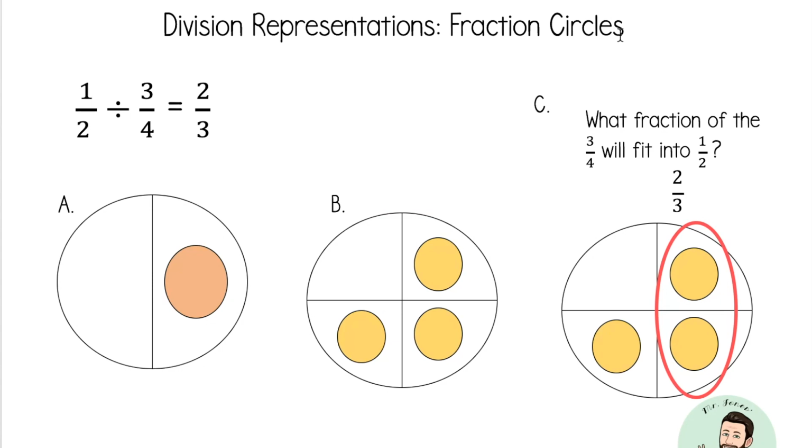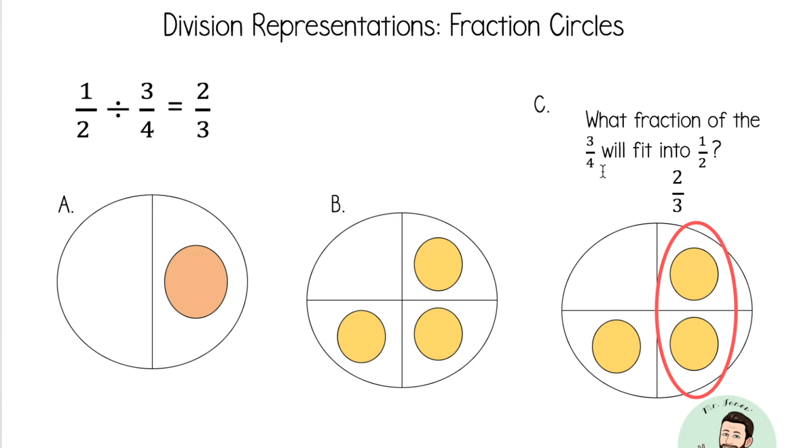We can also use fraction circles. So we take 3 steps to do this. First, you're going to take one fraction circle and you're going to represent the first fraction. In this case, it's a half. Again, I can't shade it in this program, so I've just put a giant circle there to represent that. You're going to take your second fraction and you're going to represent that. Also note in this example, the second fraction is larger than the first fraction.